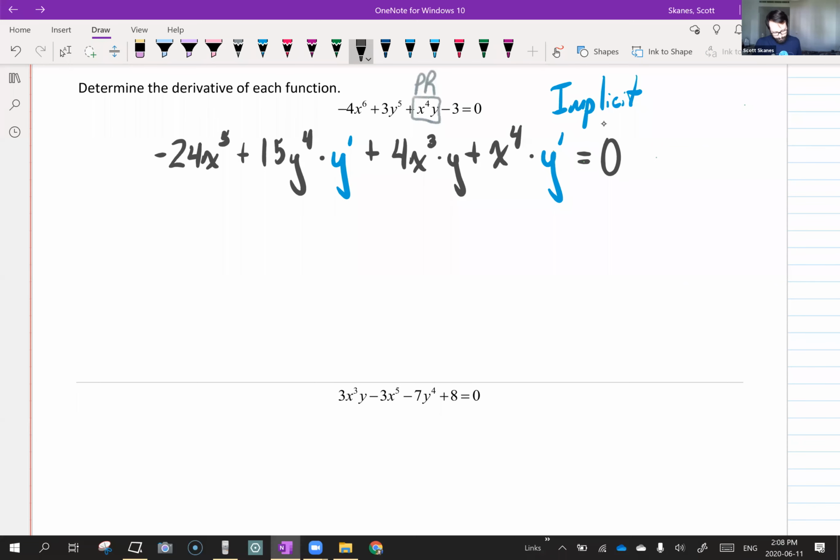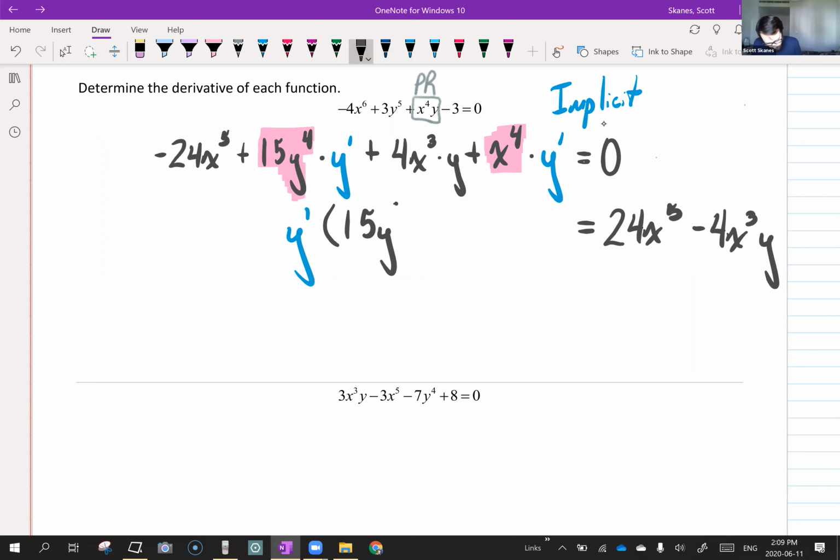to yours, okay? So what I'm going to do next is factor out the y prime. If I factor out the y prime, it will leave this and this. And I'm going to bring these over to the other side. I'm going to bring anything that doesn't have a y prime to the other side. So I'll do that first. That would be 24x to the power 5. When it goes across the equal sign, it changes sign. And then the other one was 4x cubed y. On the left side, I have y prime factored outside of 15y power 4 plus x power 4.